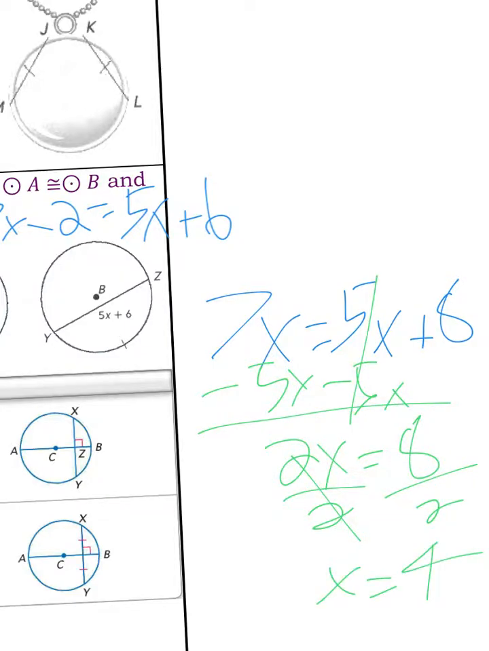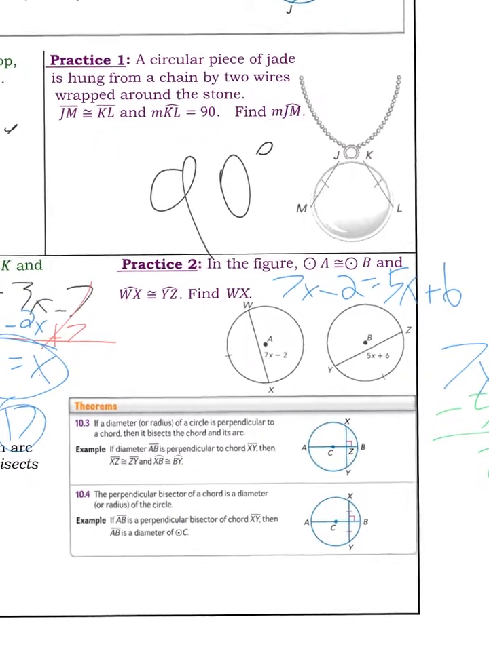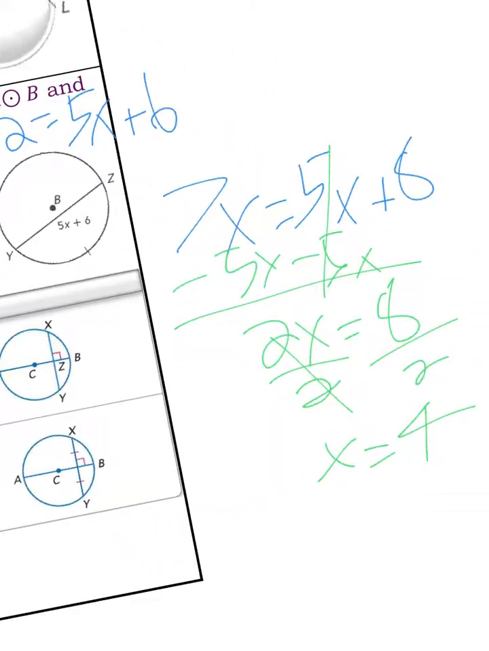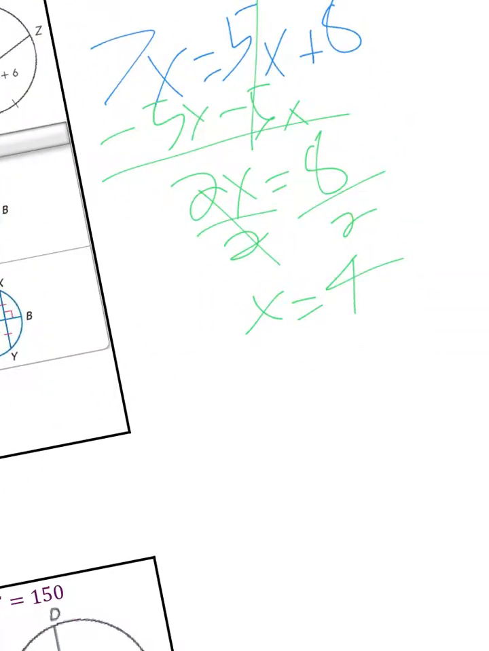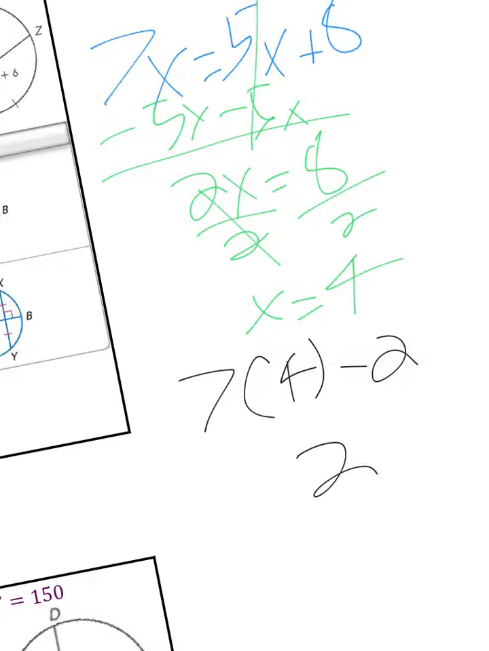Now, is the question asking for x or something else? No, it says find WX. Okay, so WX is 7x minus 2. So I'm going to do 7 times 4 minus 2. That's 26.